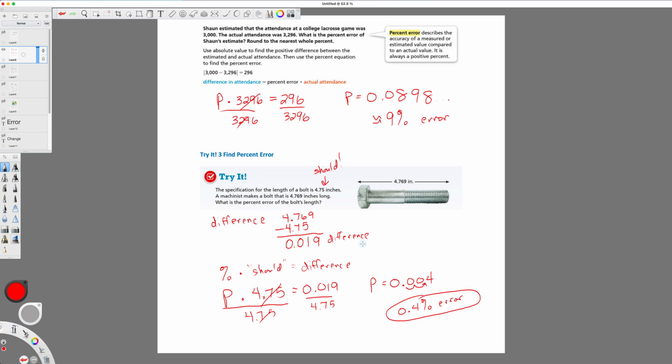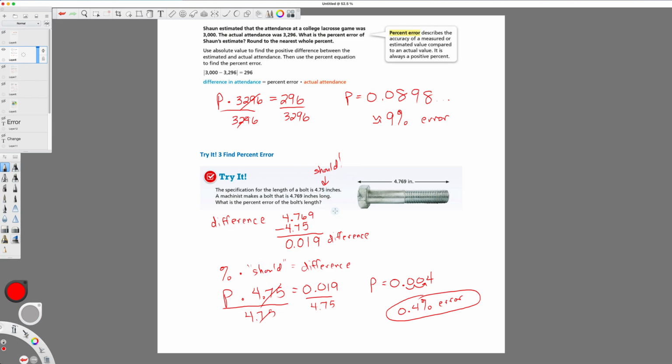So it would probably be fine unless, of course, it was some sort of serious application where you couldn't have it be longer than that. But that is a really low percent error. So if you look at it, pretty straightforward. You take the difference to see how far off it is, and then you always compare to what it should have been. So Sean's estimate should have been compared to the 3296 that it actually was. This bolt should have been the 4.75, so that's what you compare it to.